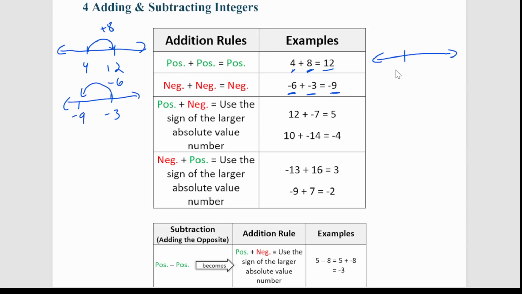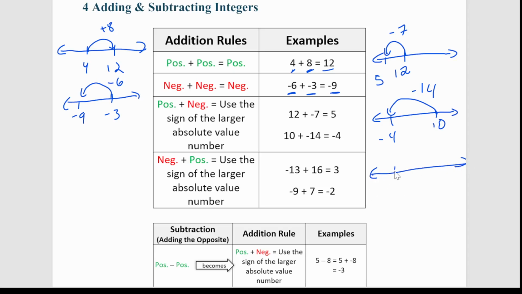So if I have $12 and then I owe you $7, I am still going to have $5. That's the visual of what would be going on with 12 plus negative 7 is 5. Very similarly, if I have $10, I owe you $14. Even after I give you all my money, I still owe you $4. So 10 plus negative 14 is negative 4.